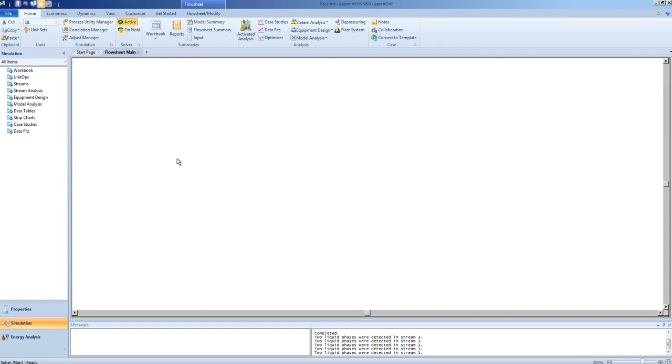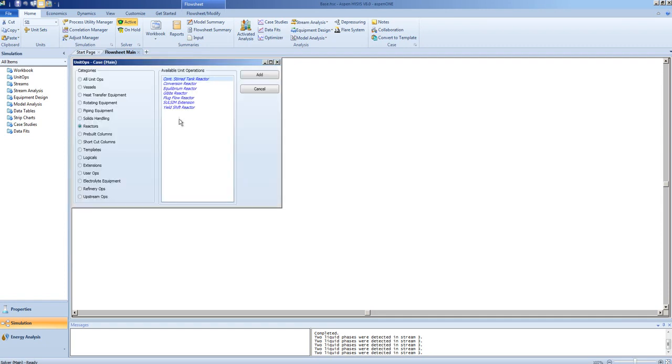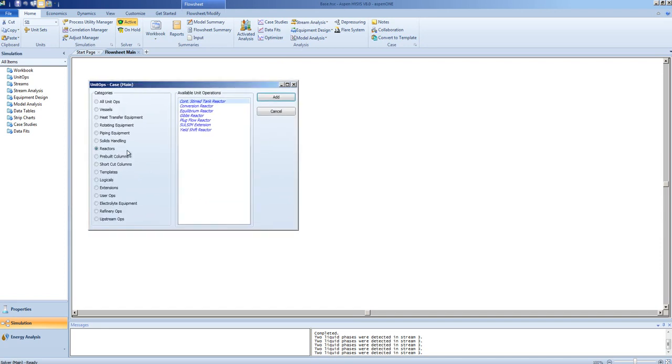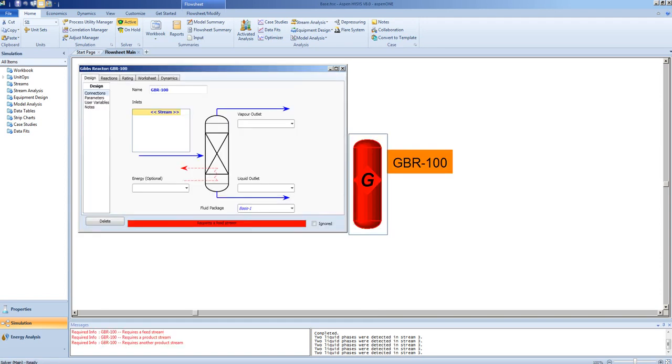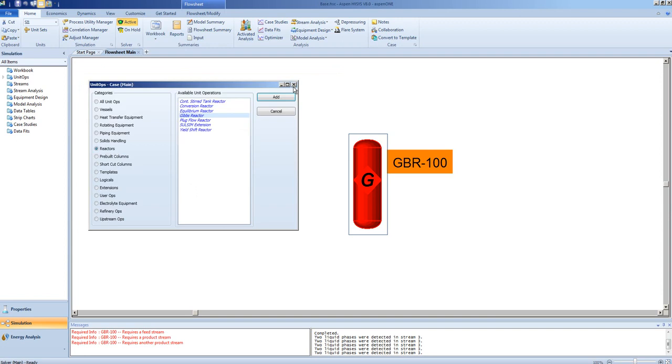To access the Gibbs reactor, we need to use the function 12 key on your keyboard, and the function 12 key would bring up a palette, and this is an extended palette with all possible unit ops that Hysys has. We're interested in reactors, the Gibbs reactor. We're going to add that to our flow sheet. We're not ready to configure it as yet, and we can close our palette.